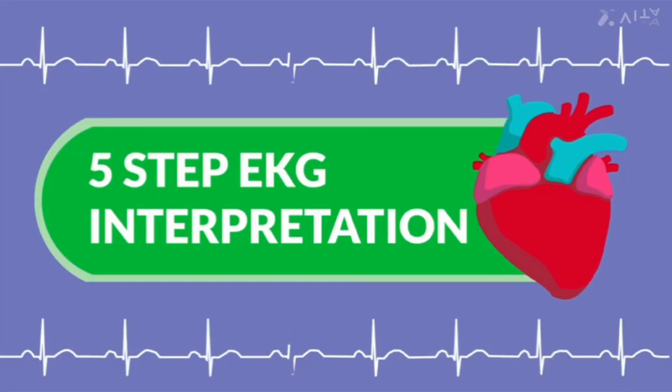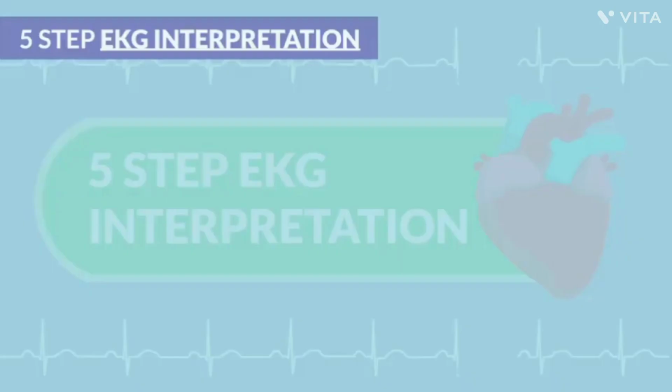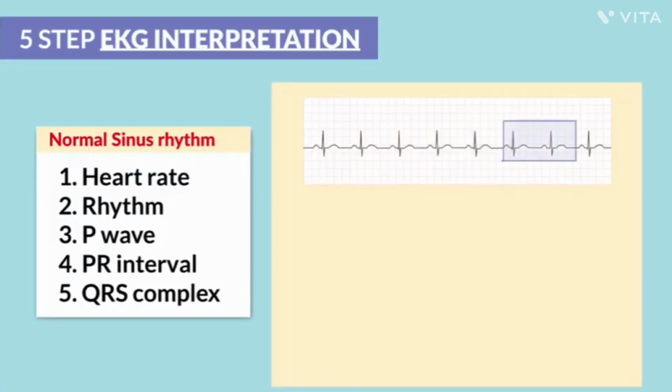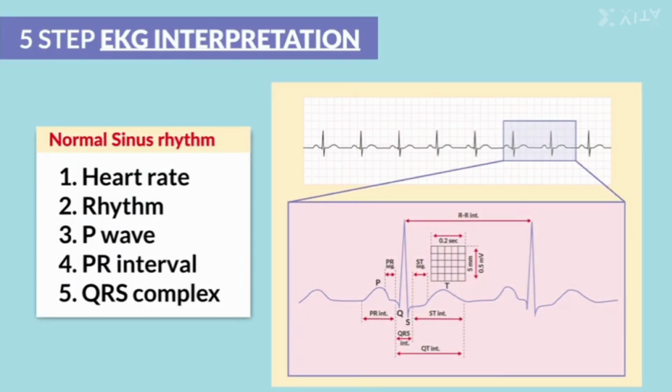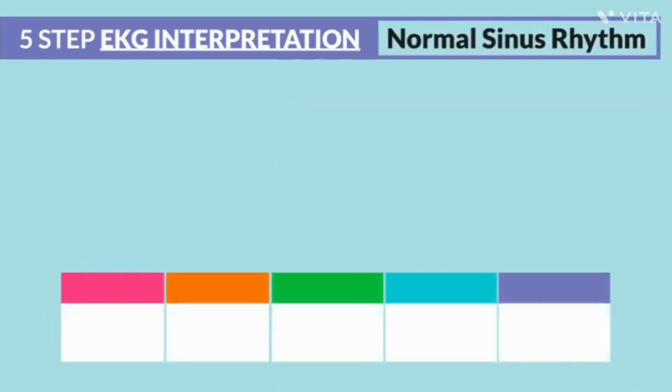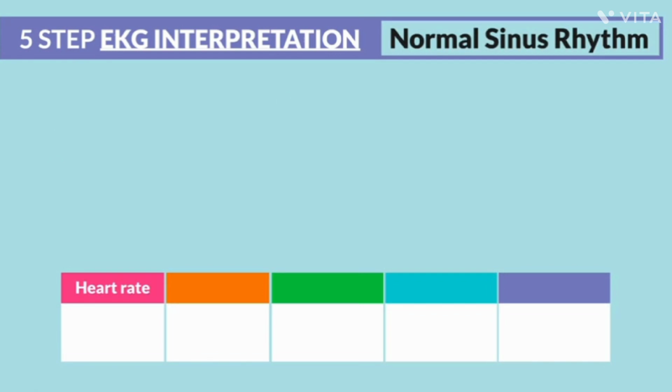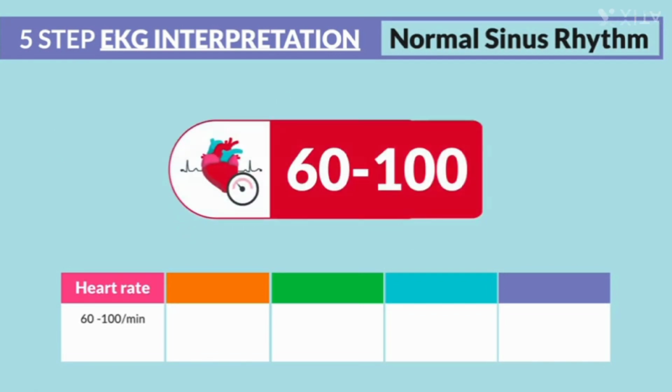Off with a 5-step EKG interpretation. Use these 5 steps to interpret any rhythm in 15 seconds or less. Step number 1 is all about the rate. Between 60 to 100 is normal sinus rhythm.